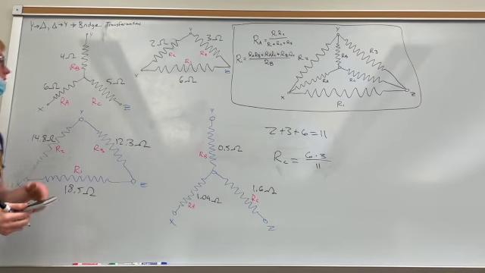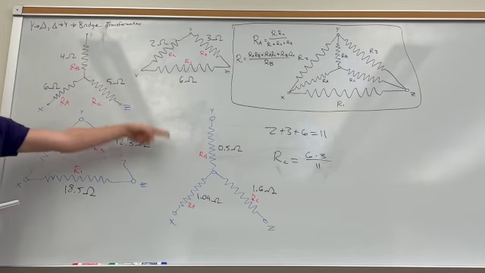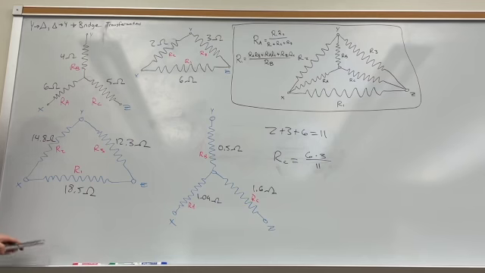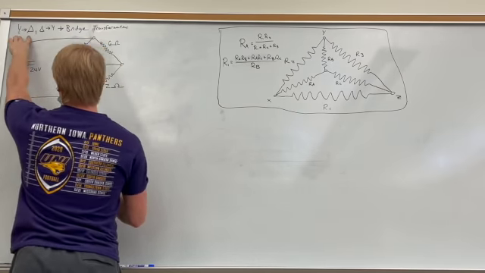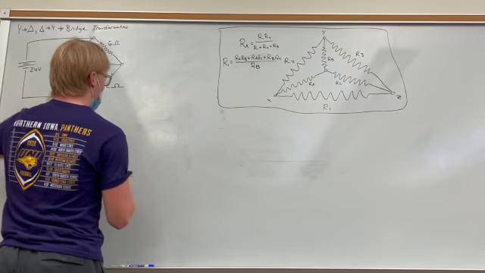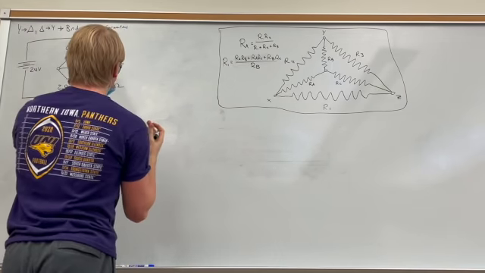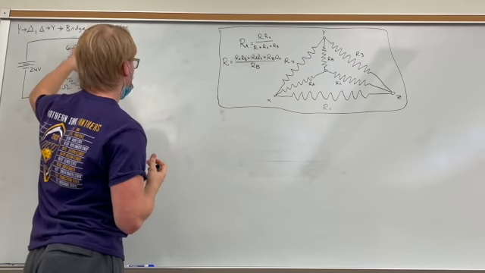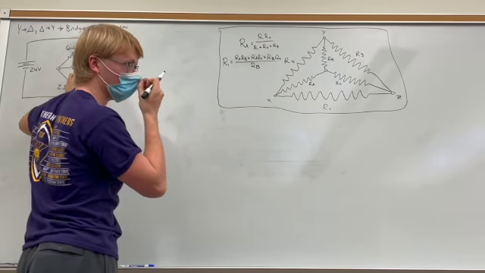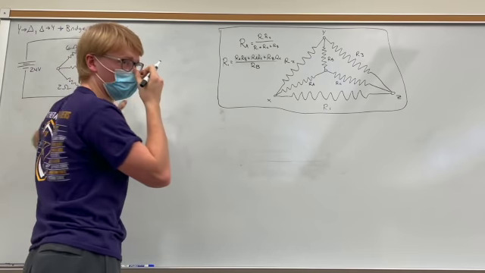So that's converting Y's to deltas and deltas to Y's. Okay, so we just got done with that: Y to delta and delta to Y. This right here is a bridge because of the resistor in the middle, because these two deltas are sharing this resistor in the middle. That's what makes it a bridge.